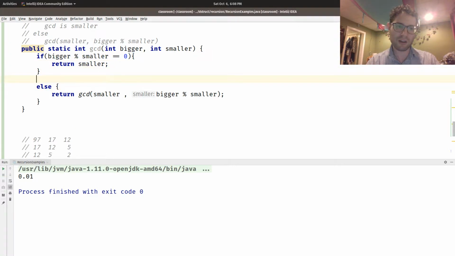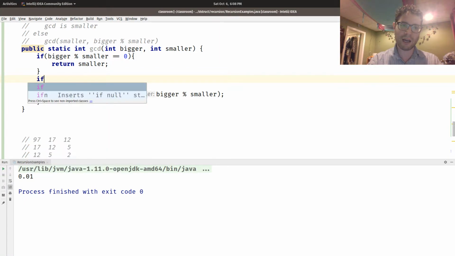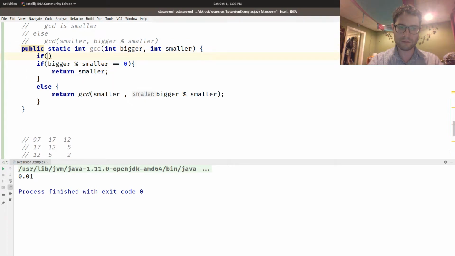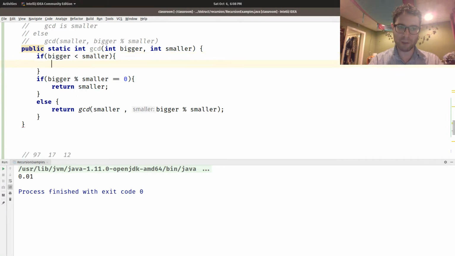Now, I was mentioning, though, this relies on the assumption that the bigger number is actually bigger than the smaller. So if bigger is smaller than our smaller number, then we'll just swap them, kind of like we did for the previous problem. GCD smaller should be here on the bigger side, and the bigger should be on the smaller side. Right? Makes sense?